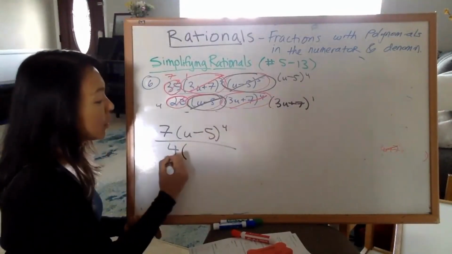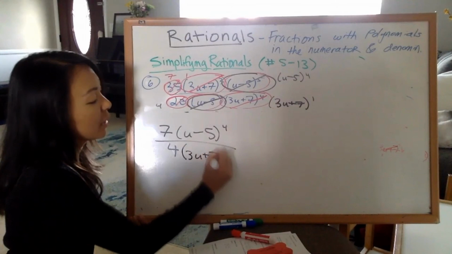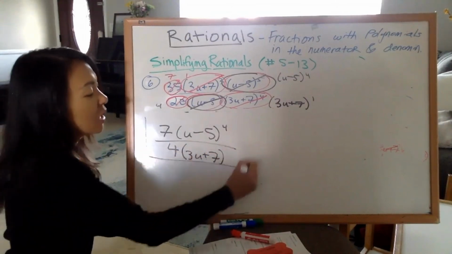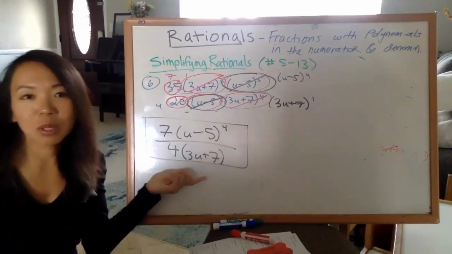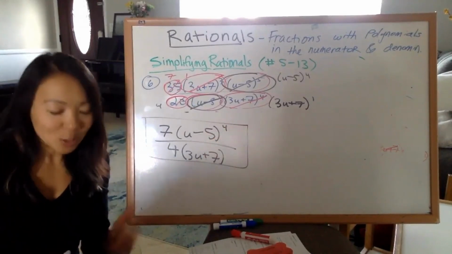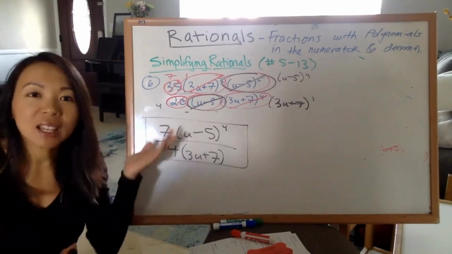So on the bottom, I have 4 times 3u plus 7, and you don't have to write the first power. So as you can see, something really ugly and complicated turned out really simple and pretty. And that's one of the goals of math: you want to make complicated things simplified.